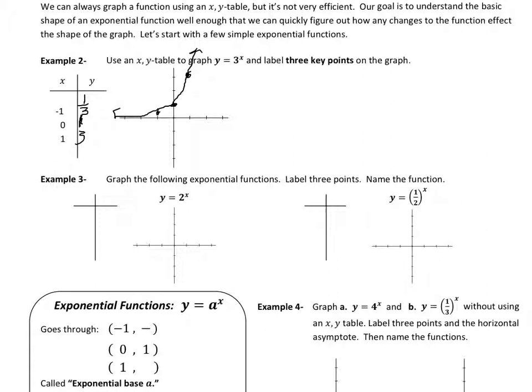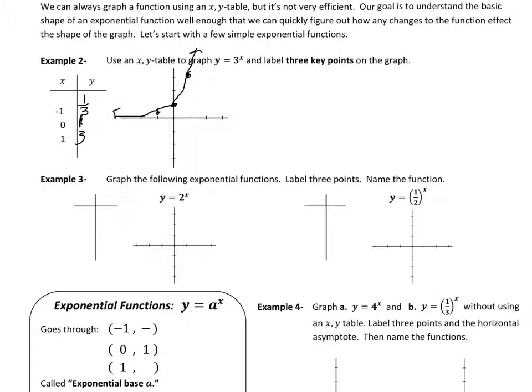Now 3 is called the base, x is called the exponent, and depending on the base, that determines the steepness, if you will, of our exponential. The bigger that number is, the farther away from 1 that number is, the steeper our exponential is going to be. The closer it is to 1, like if it's 2 or 1.5 or whatever, the flatter that's gonna be.